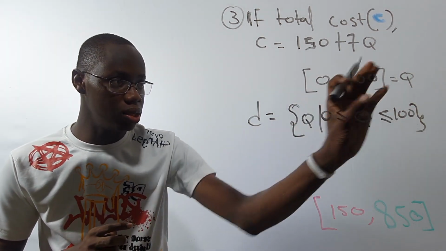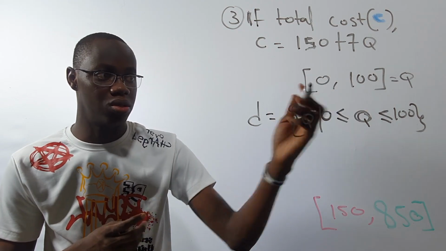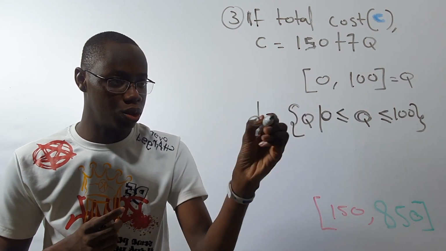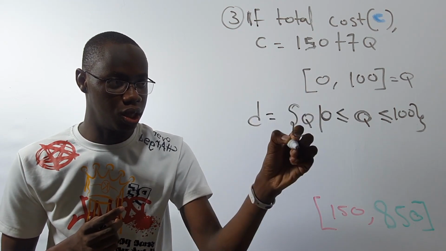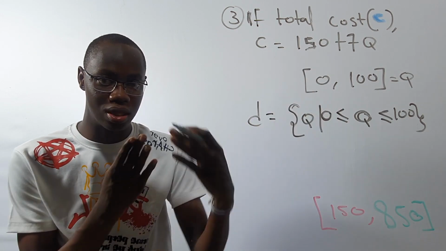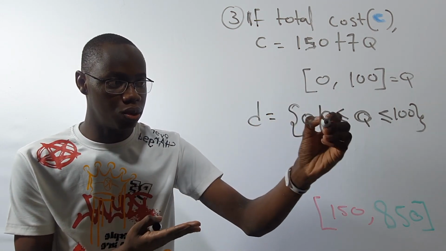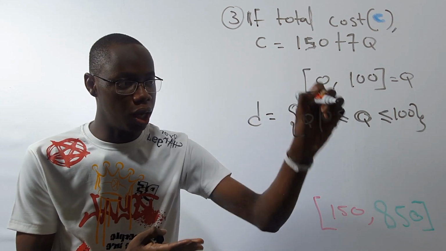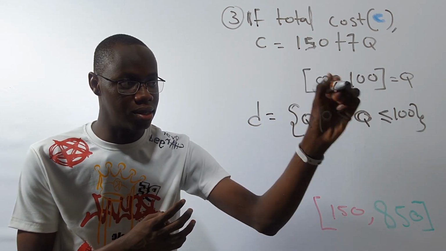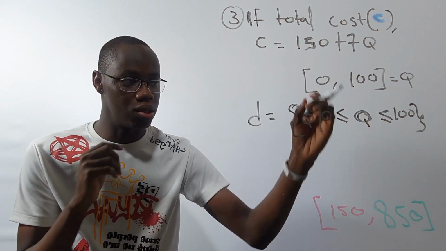So the domain, you can write it like this, but I really prefer this because it's easier. Q such that 0 is less than or equal to Q, so it starts from 0 and above, and this Q is less than or equal to 100. So the limit is 100.